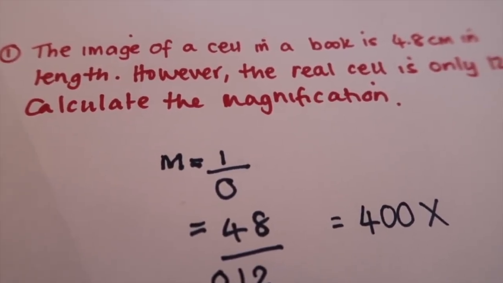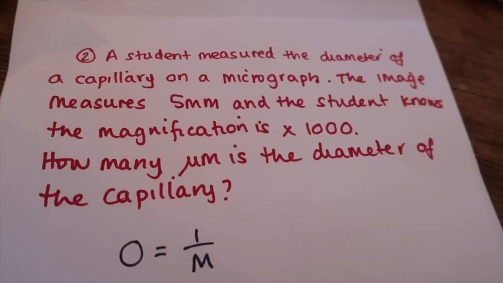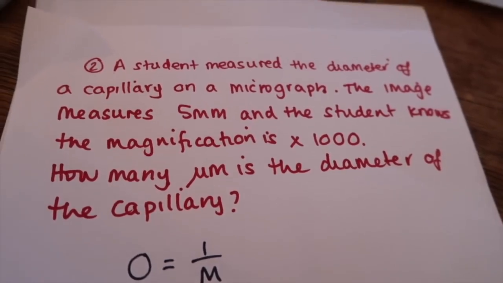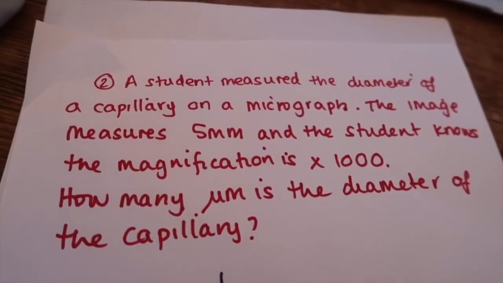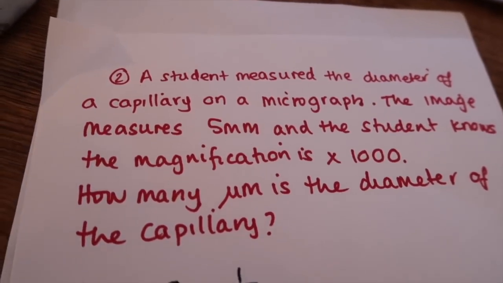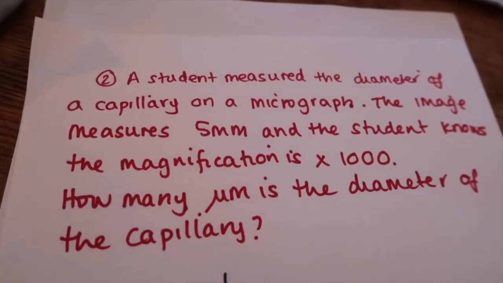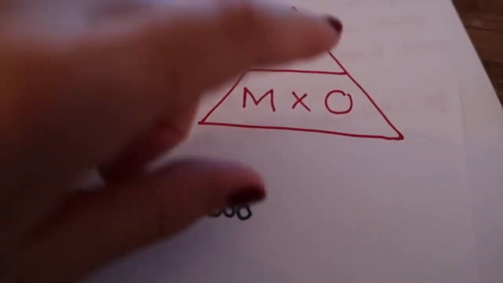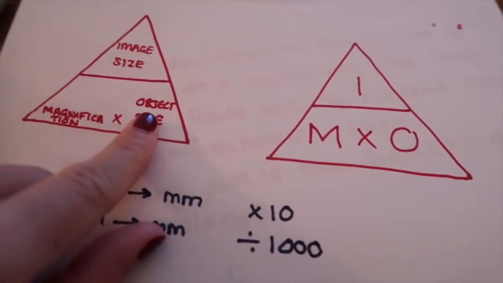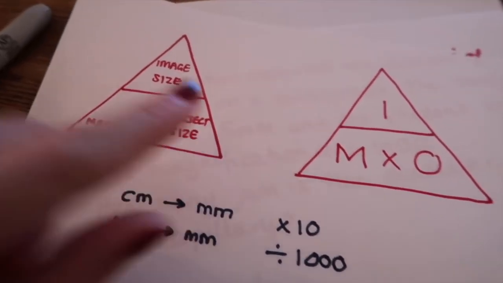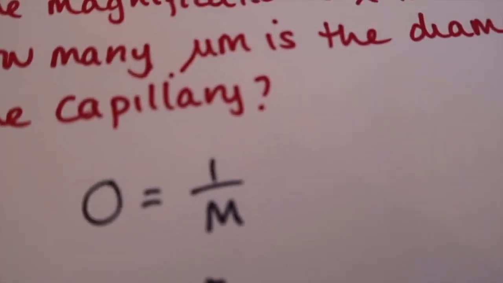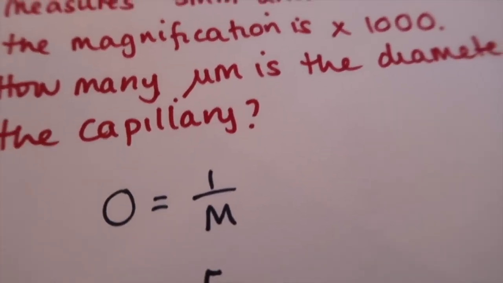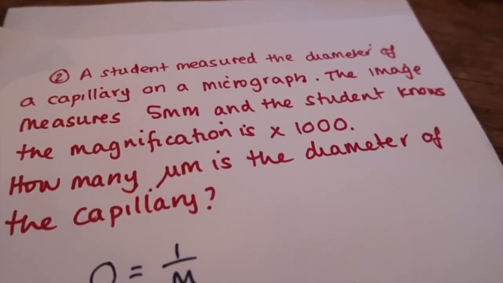Let's look at another question. A student measured the diameter of a capillary in a micrograph. The image measures 5 millimeters and the student knows the magnification is times 1,000. How many micrometers is the diameter of the capillary? Using our formula triangle, we're after the object size. So we're going to do object size equals image divided by magnification. I've written the equation here, and then we're just going to pop those numbers in as they are.